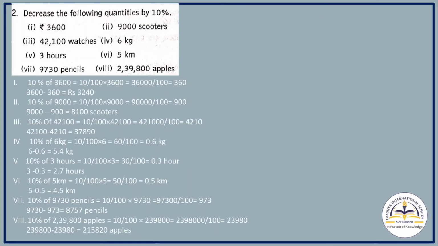Now question number 2, decrease the following quantities by 10%. Now you have to decrease the following quantities by 10% for the given value. Question number 1, rupees 3600.